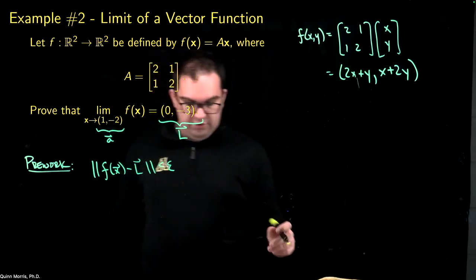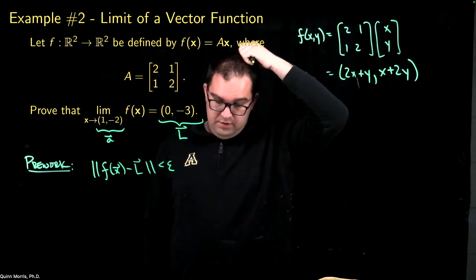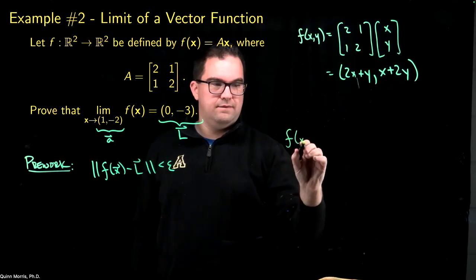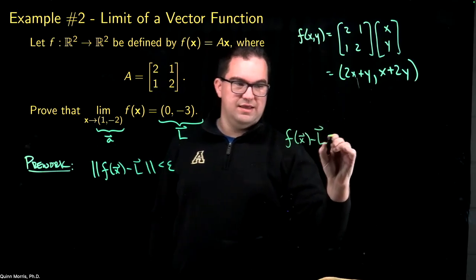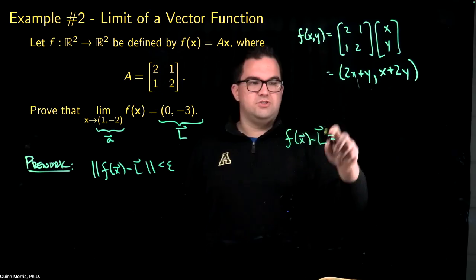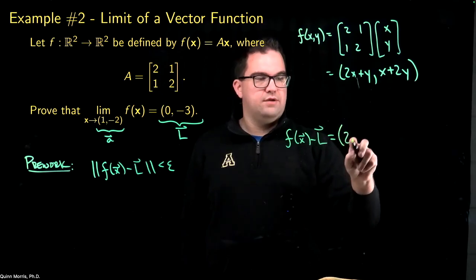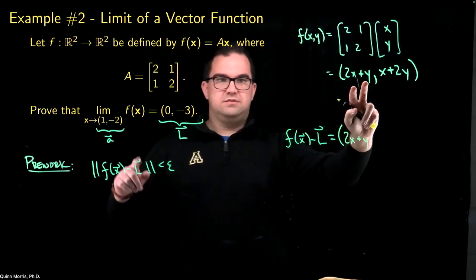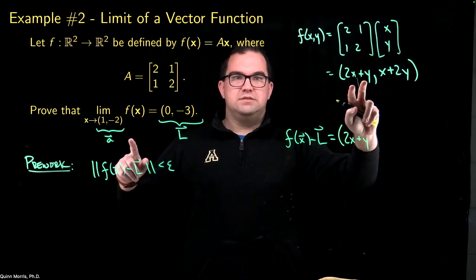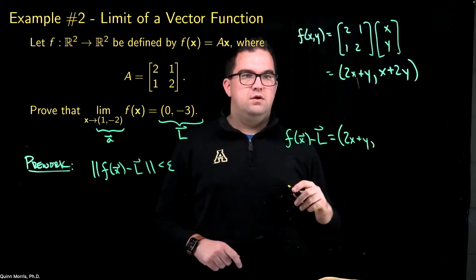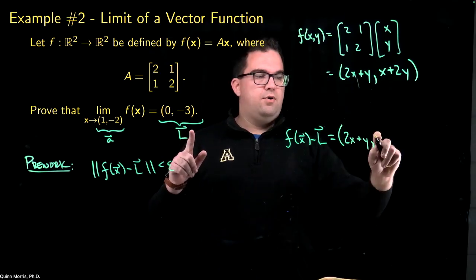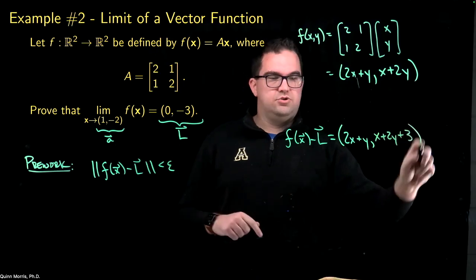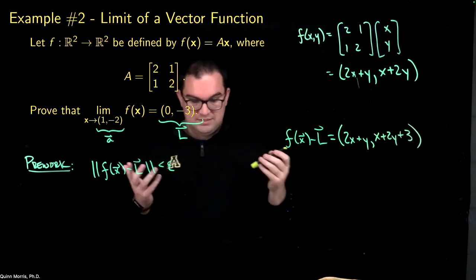So the first thing we're going to do is write out what f of x minus L even is. If I just very quickly write it out, it'd be 2x plus y, this is f of x, the first component of f of x minus L, so minus 0, comma, the second component, x plus 2y, minus L, so give me a plus 3. So there's f of x minus L.